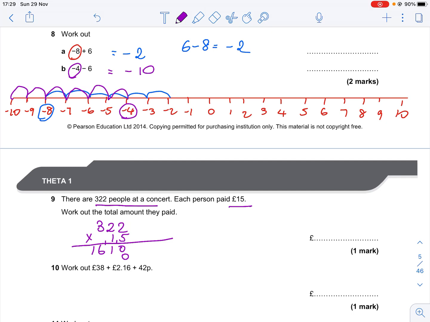1 times 2 is 2. 1 times 2 is 2. 1 times 3 is 3. Then we add them together. So 0, 1 plus 2 is 3. 6 plus 2 is 8. And 1 plus 3 is 4. So the answer is 4,830.